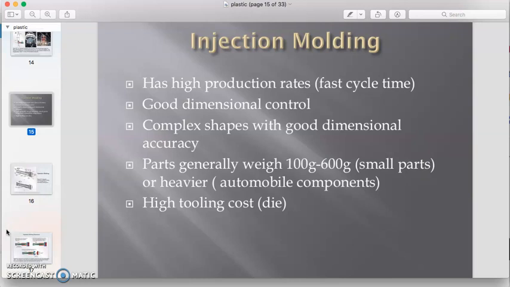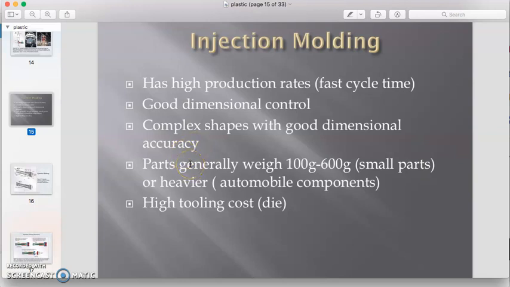Injection molding is one method to produce polymer products in very high quantities because it has the potential to perform at a high production rate, with very fast cycle time. In addition, it can be used to produce very good quality products with good dimensional control, and is also capable of producing very complex shapes with good accuracy.